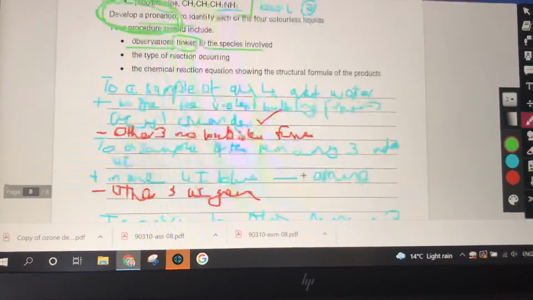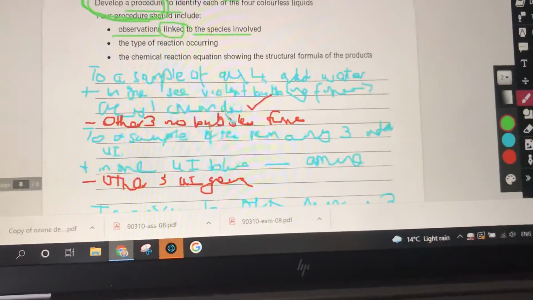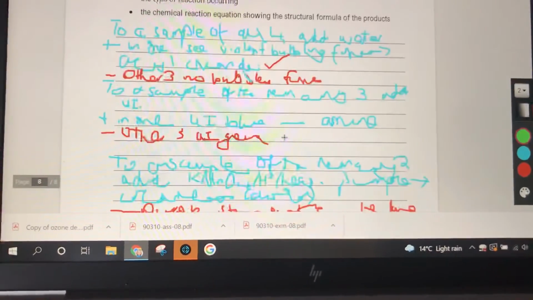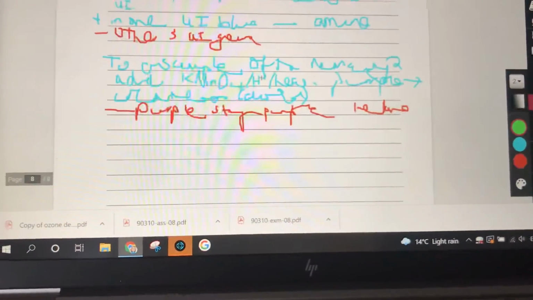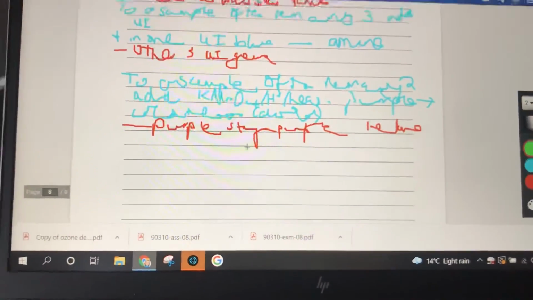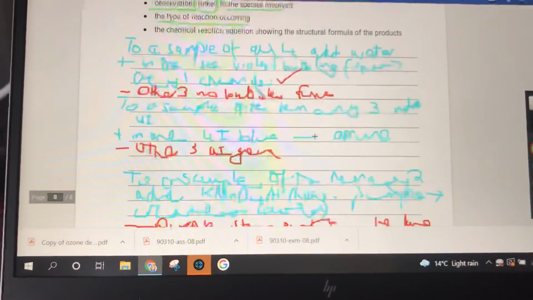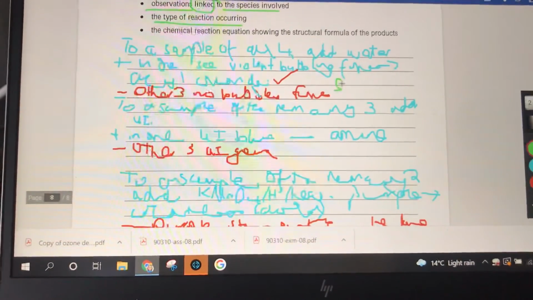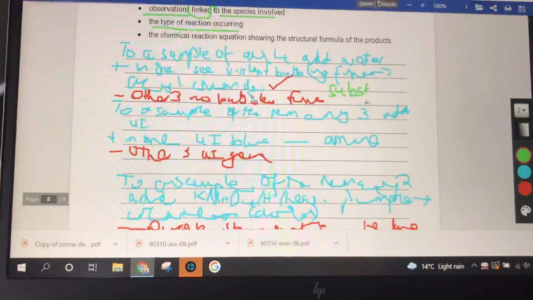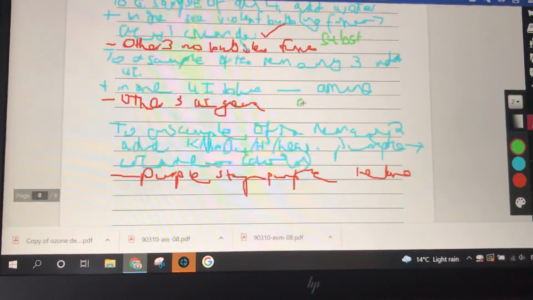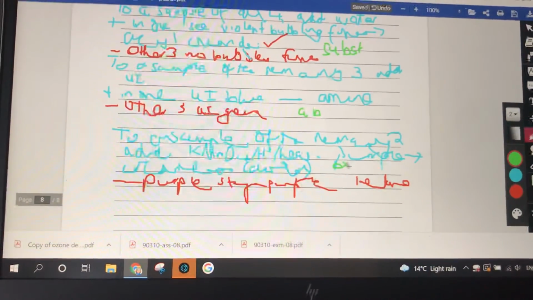I probably have. If I'm really worried about the linking, I can put only acyl chlorides bubble with water. Amines are basic, so they turn universal indicator blue. Alcohols are able to be oxidized by permanganate. Type of reaction occurring, I can just go back and write that in here. This is a substitution or a hydrolysis, which is a subset. This one's an acid-base reaction, and this one's an oxidation.